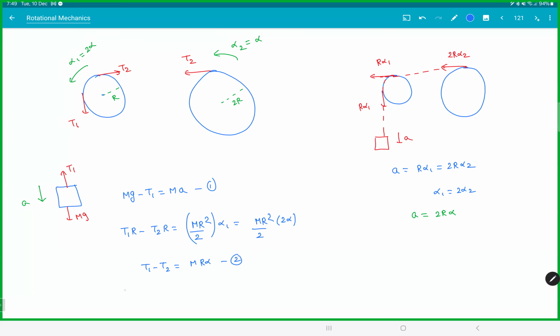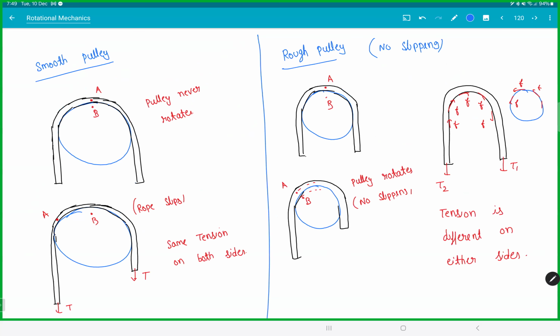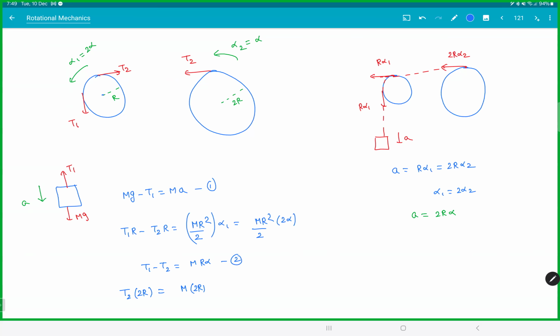And for the second one, there's only one force. T2 into radius, which is 2r. Don't forget this. Moment of inertia, mass is same. I gave the same mass, but radius is double. So for the disk it is mr square by 2 alpha 2. So this would be T2 times 2r equals m 2r by 2 mr alpha. Interestingly, we got T1 and T2 not the same, but different. Where we got the equations.